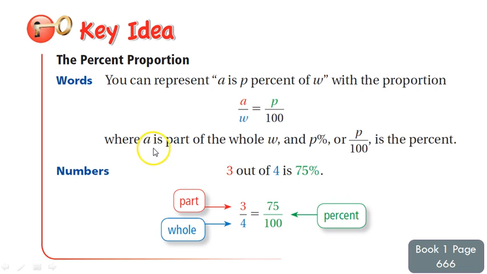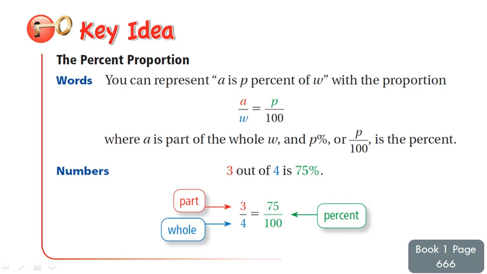We can also think of any number that has the word is as a numerator, and the of number as the denominator, where A is the part of the whole W, and P percent, or P out of 100, is the percent. So, for the example using 3 out of 4 is 75%, look at the color code. 3 out of 4 is 75%. The percent always goes over 100, and the number closest to the word of is 4, and that's the denominator. You may have situations where the part exceeds the whole, just like examples of extra credit.